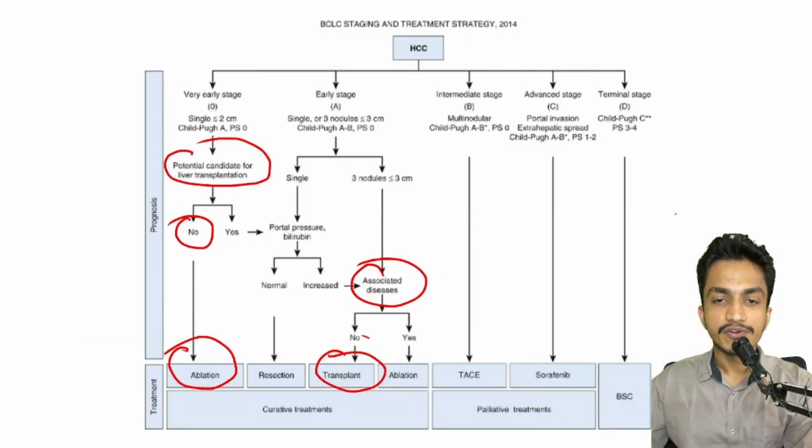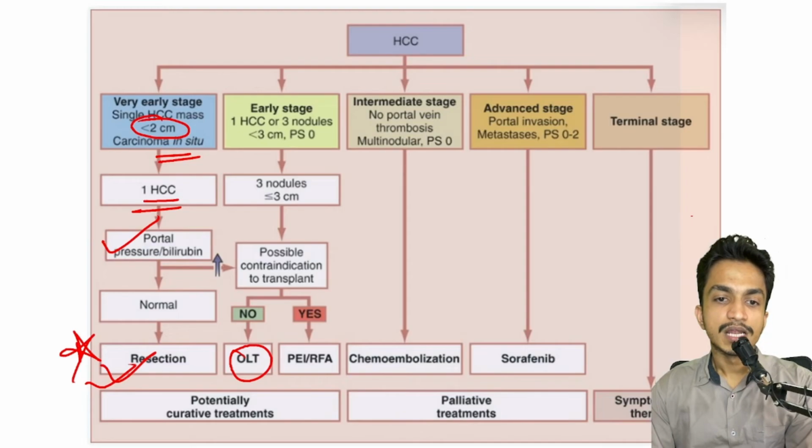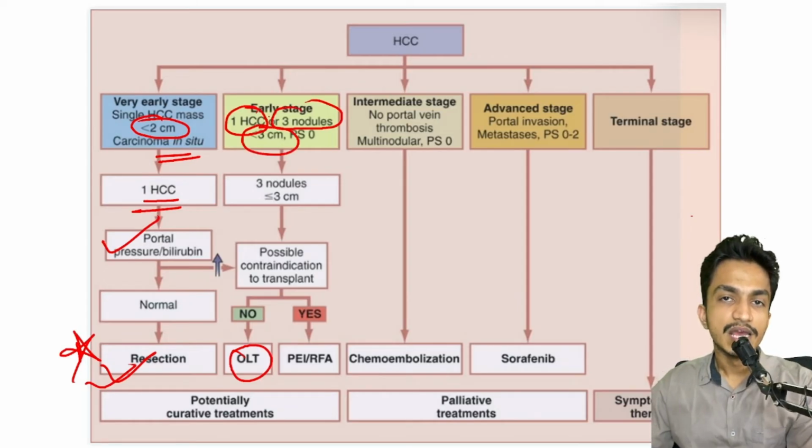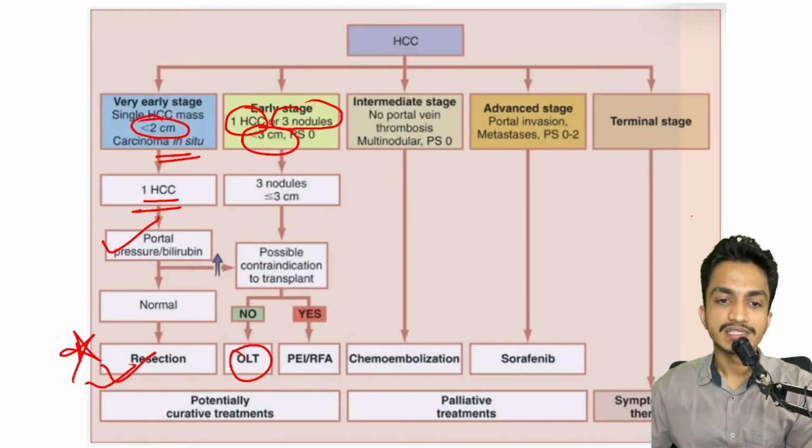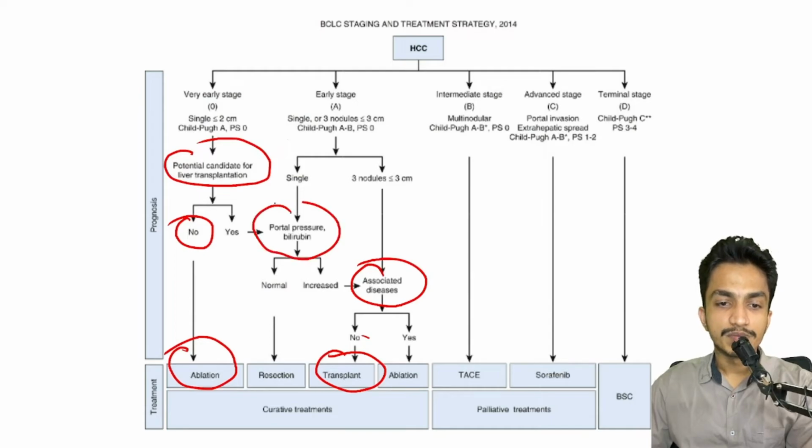So this is from Shackelford and this from Bloomgart, but this HCC BCLC staging and treatment modalities are given in Sabiston. So I have covered this so that it is easy for you to remember if any question is asked from this. Now coming to the early stage, if there is a single tumor which is usually around 3 centimeters, or there are 3 nodules each less than 3 centimeters, that is coming under the Milan criteria, then we see if the patient is contraindicated for transplant or is a candidate for transplant. In that case, if it is a single tumor, then we check again for the portal pressure and bilirubin.